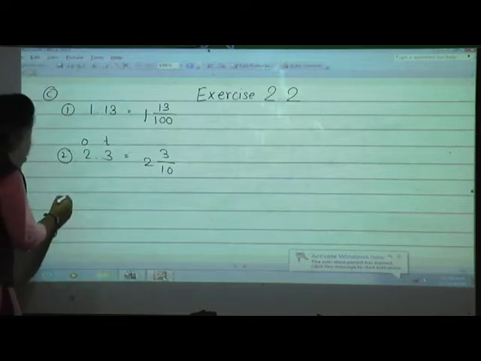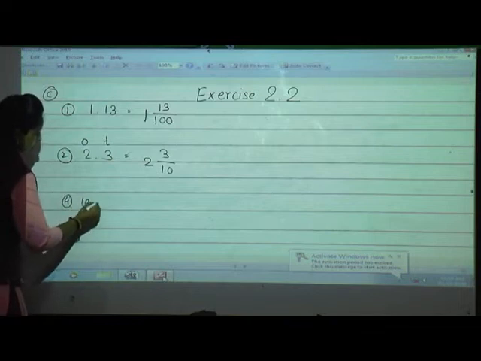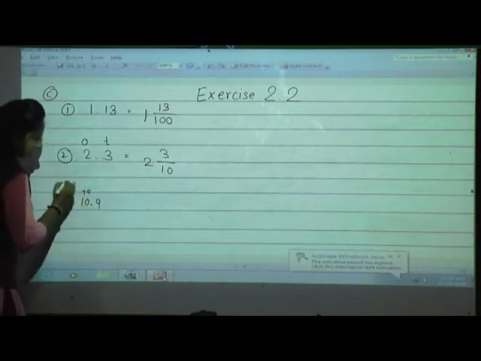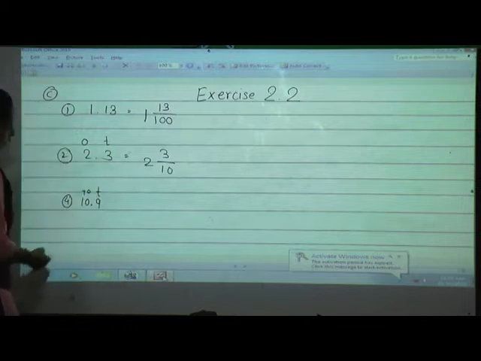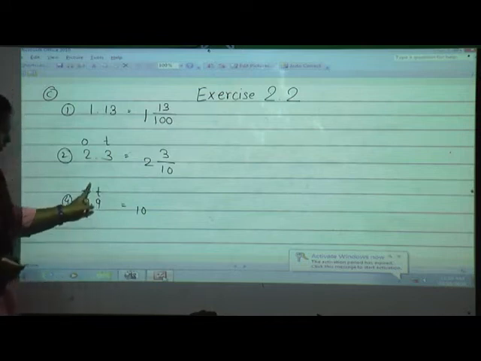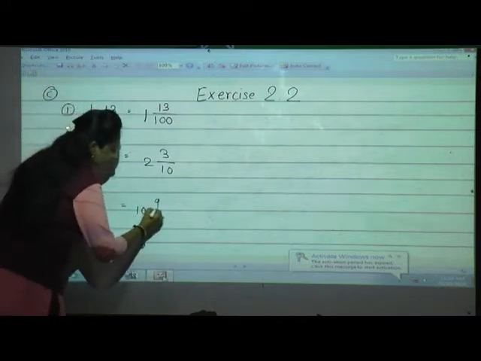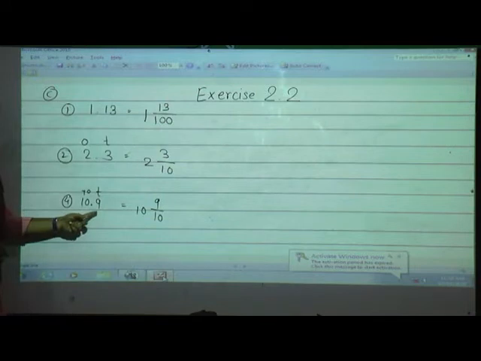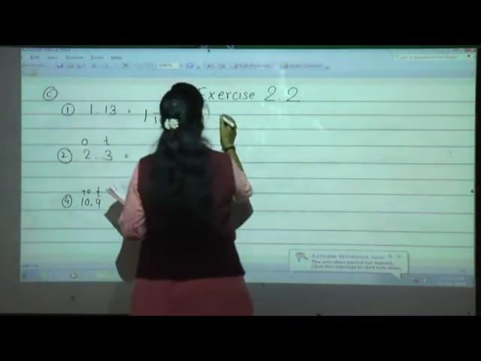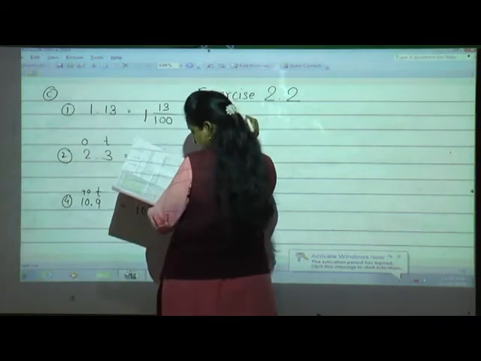10.9. Fourth one. See, this is ones and tens, and after the decimal point this is tenths. So write whole number. 9 tenths. So 9 upon 10. Clear? Yes. Next example. I will take the sixth one.